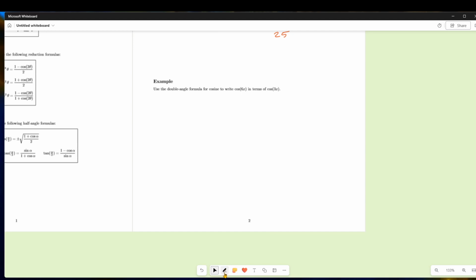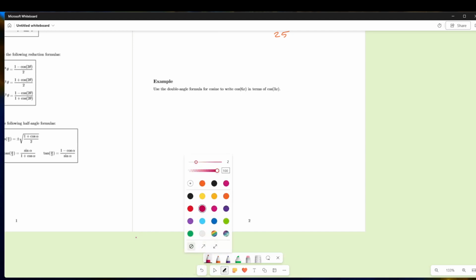Okay, this question, I think what's difficult about this next one is just trying to figure out what it's asking you to do. It's asking us to use double angle formulas to write the cosine of 6x in terms of the cosine of 3x. So using double angle formulas means we have to make some sort of argument based on our double angle formula.